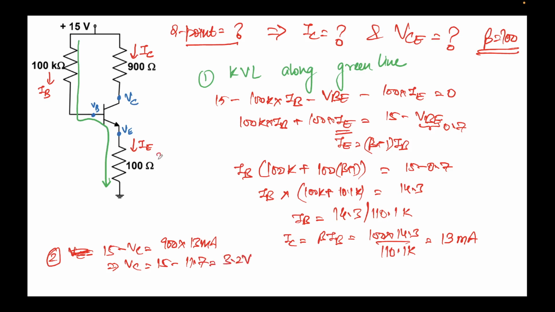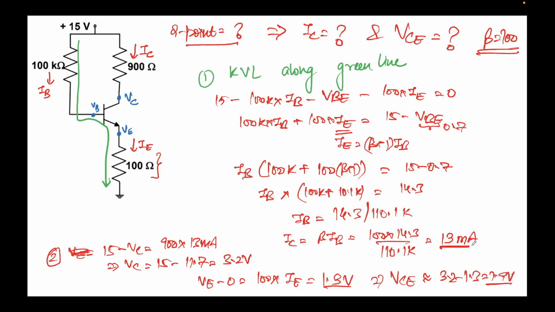And similarly, if I apply Ohm's law across this resistor, I can simply write that VE minus 0 is nothing but 100 times IE. IE is approximately equal to IC, so that will be 100 times 13 milliamps, which is 1.3 volts. So this implies VCE is approximately 3.2 minus 1.3, that's 1.9 volts, right? So we have obtained that IC is 13 milliamps and VCE is 1.9 volts.